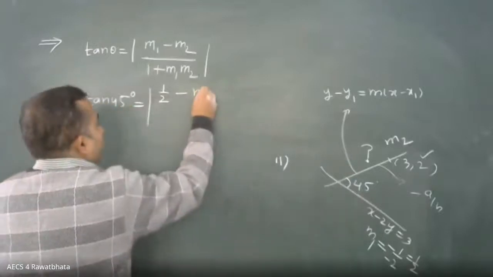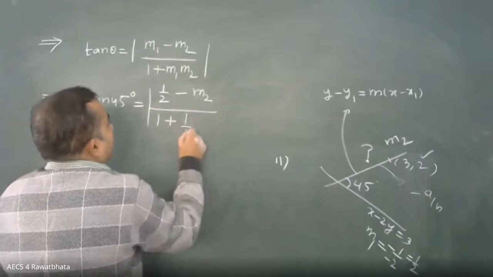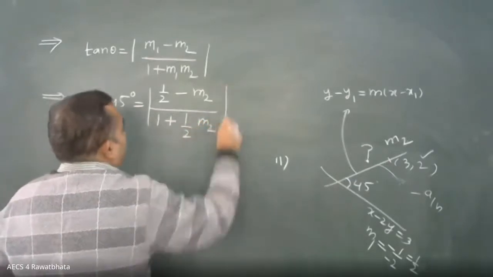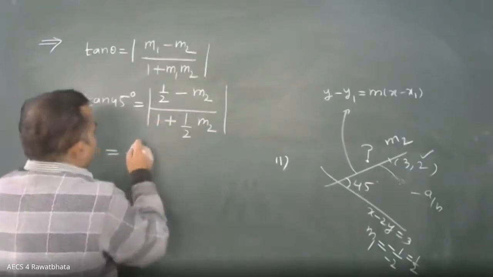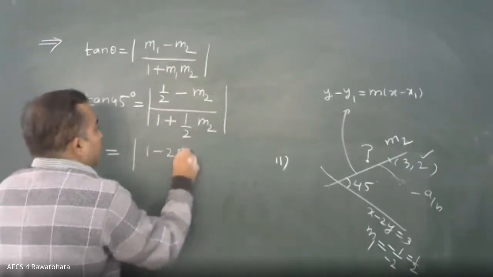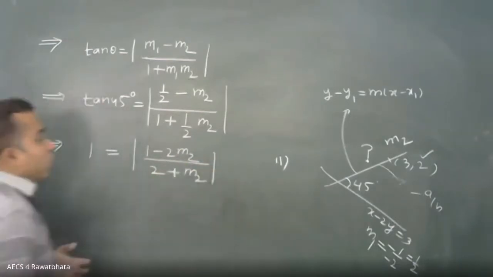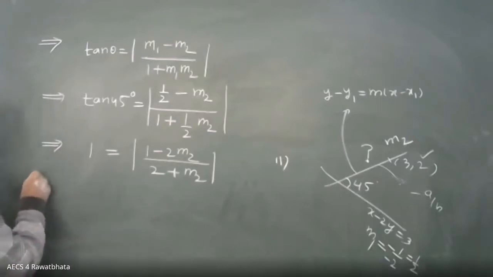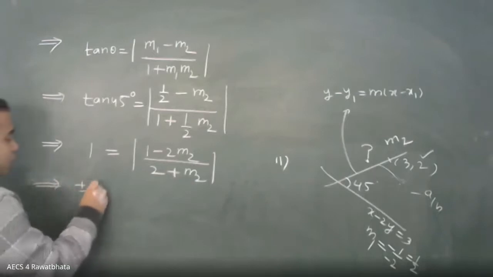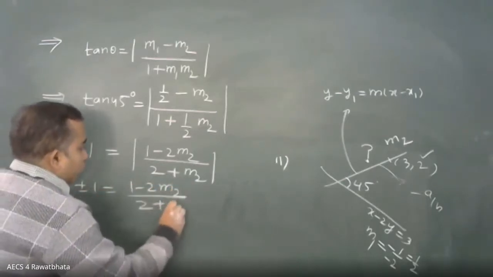So m2 will be m2 only, whole upon 1 plus m1, which is 1 by 2, m2 is m2 only. Okay. Tan 45 you should know, tan 45 is 1. I take the LCM here. This will be 1 minus 2 m2 whole upon 2 plus m2. And as we know, to solve a modulus equation you should remove the modulus sign and take plus minus on the other side. It will become plus minus 1 equal to 1 minus 2m2 upon 2 plus m2.